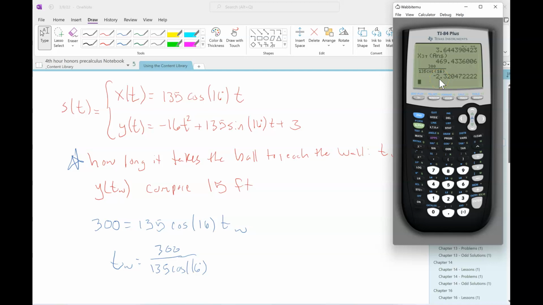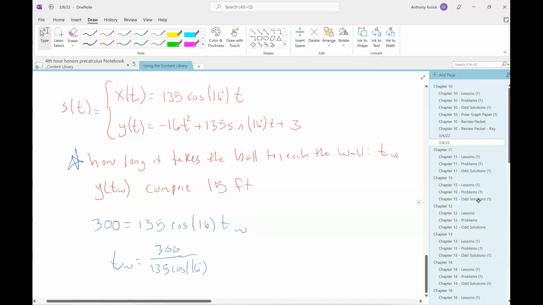What's wrong with my calculator? Yeah, we were in radian mode from graphing. Very good. So I'll just switch that to degree mode and try it again. So 2.31-ish seconds. That sounds about right.